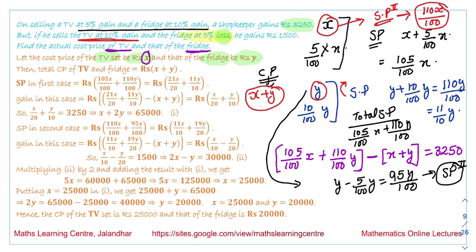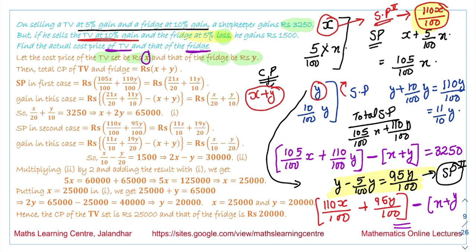So the equation that we get from this is, the total selling price now is 110x by 100 plus 95y by 100. We are talking about these two costs over here. This is the selling price in the second case. We are subtracting from it the initial cost, that is x plus y.